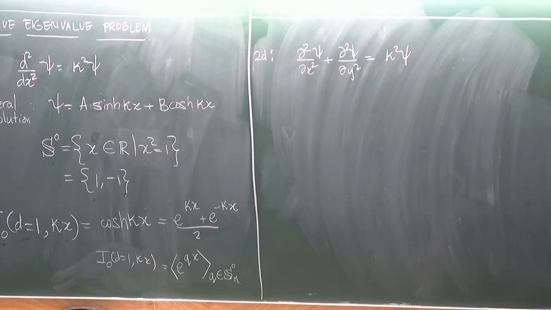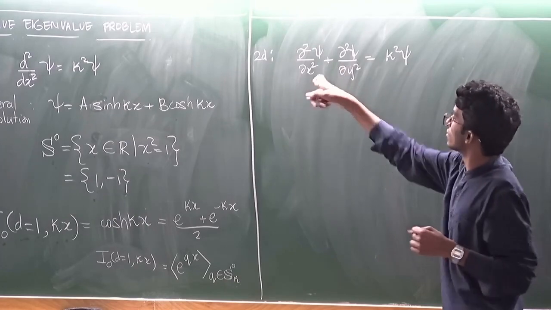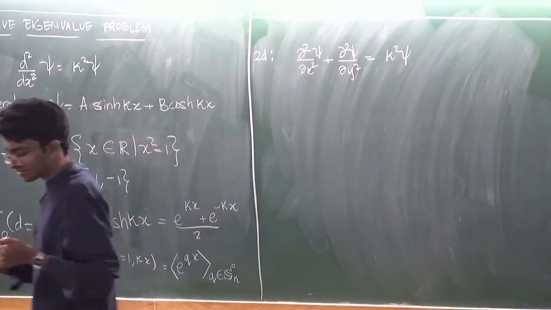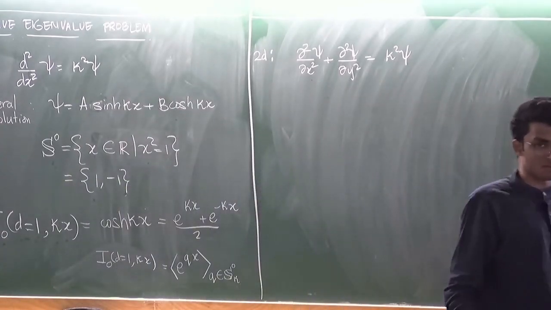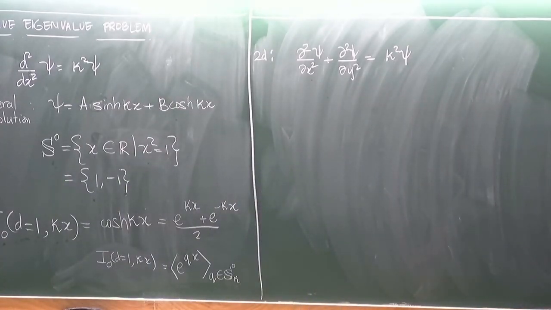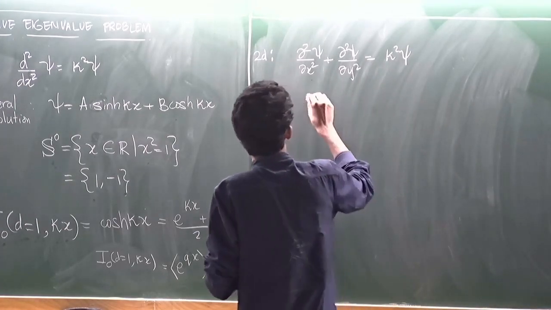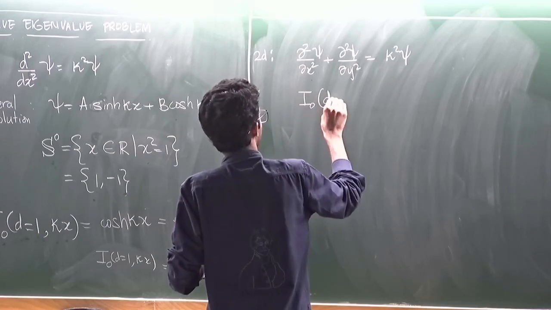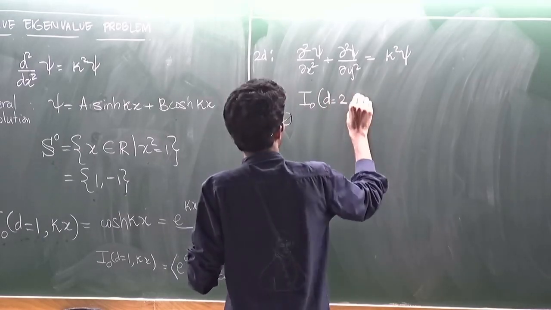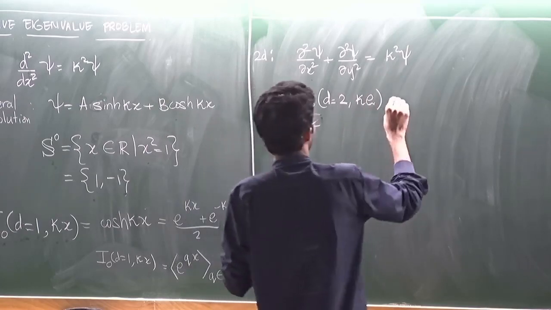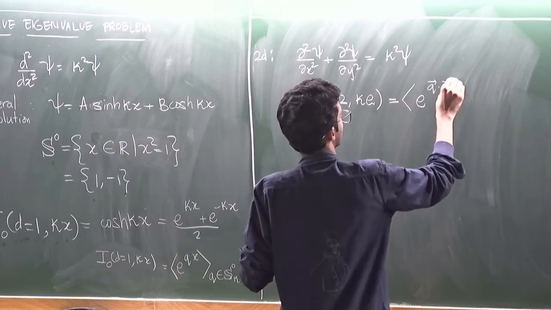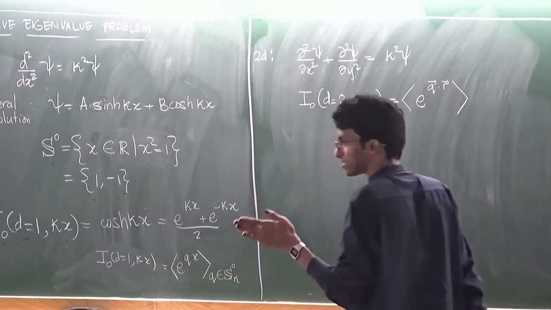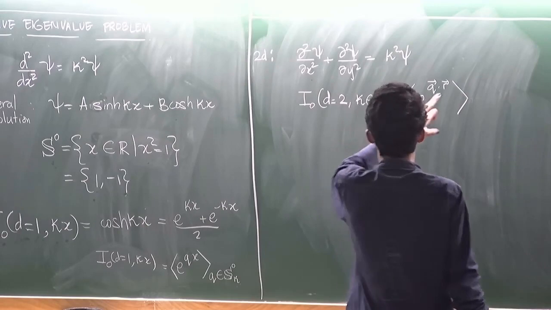Even if you say I want a spherically symmetric solution, which is just a function of x squared plus y squared, or equivalently a function of just rho, where rho is the square root of x squared plus y squared, it's still a complicated problem. Okay? But I claim that I naught of d equal to 2, kappa rho, is equal to the average of e to the q vector dot r vector, where r vector is just some vector in this 2-dimensional plane and rho is the modulus of that r vector.